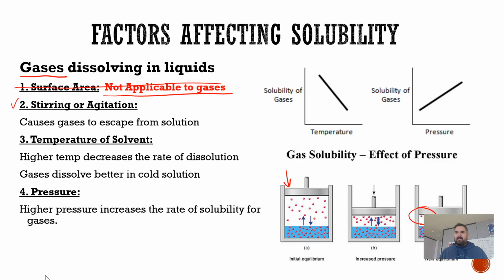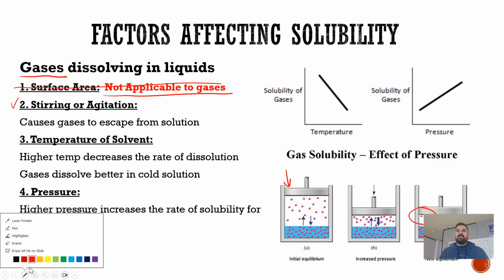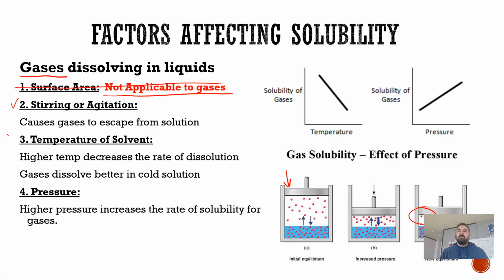The next one is the temperature of the solvent, and this goes back to what we were just talking about. If we increase the temperature, what happens to the molecules of liquid? Do they move slower or faster? If we heat up a liquid, what happens to the molecules? They move faster. Do they hold gas molecules better or worse? Worse. So increasing temperature does what to solubility? Higher temperature decreases solubility. Agitation decreases solubility.